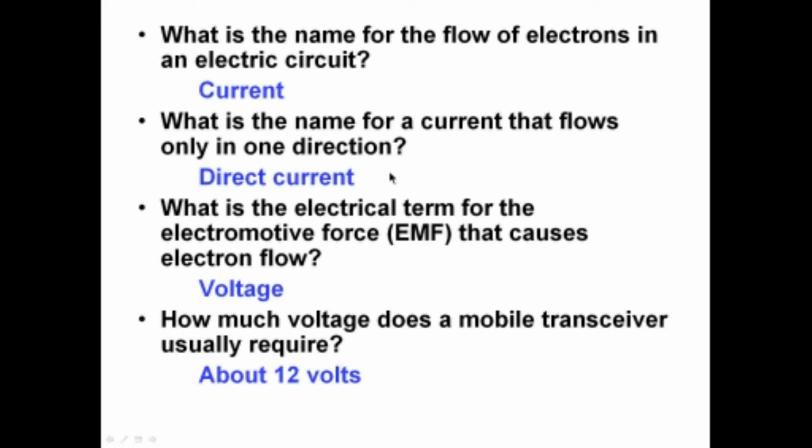What's the electrical term for the electromotive force that causes electron flow? It takes a force to make the electrons flow. That's called electromotive force, and it's also called voltage, and we measure it in volts. How much voltage does a mobile transceiver usually require? A mobile transceiver that's intended for installation in a vehicle requires about 12 volts, which is the nominal electrical system of most vehicles.